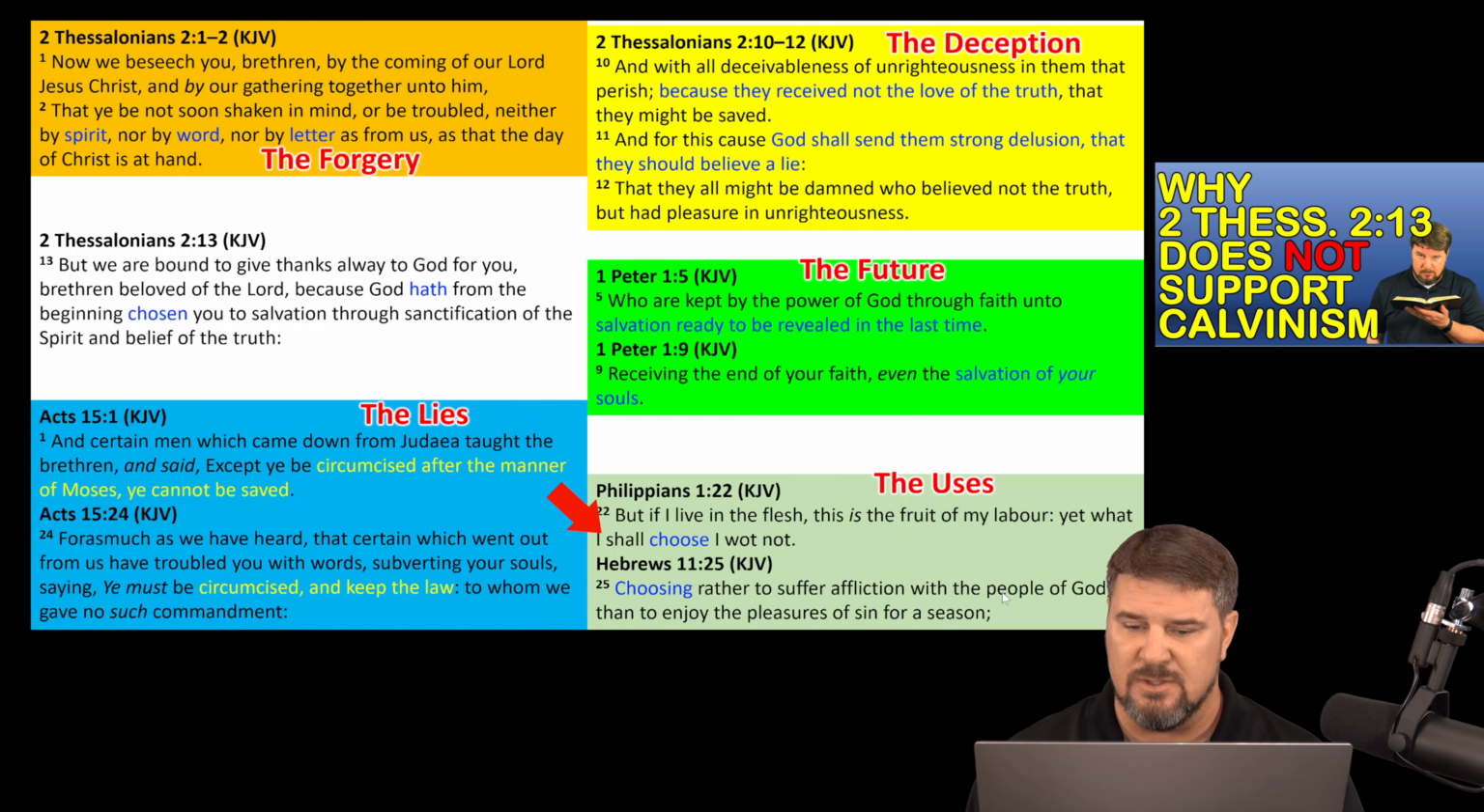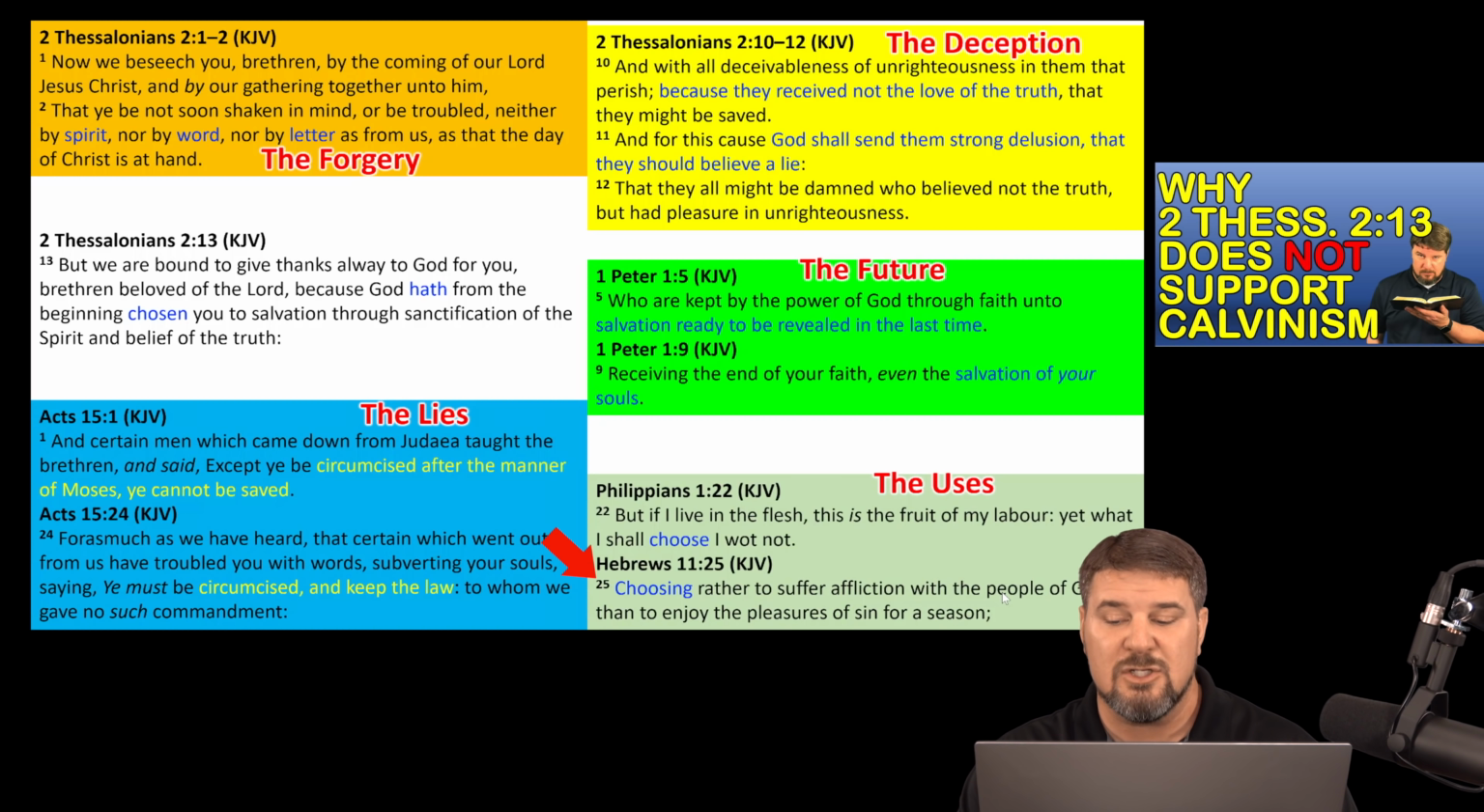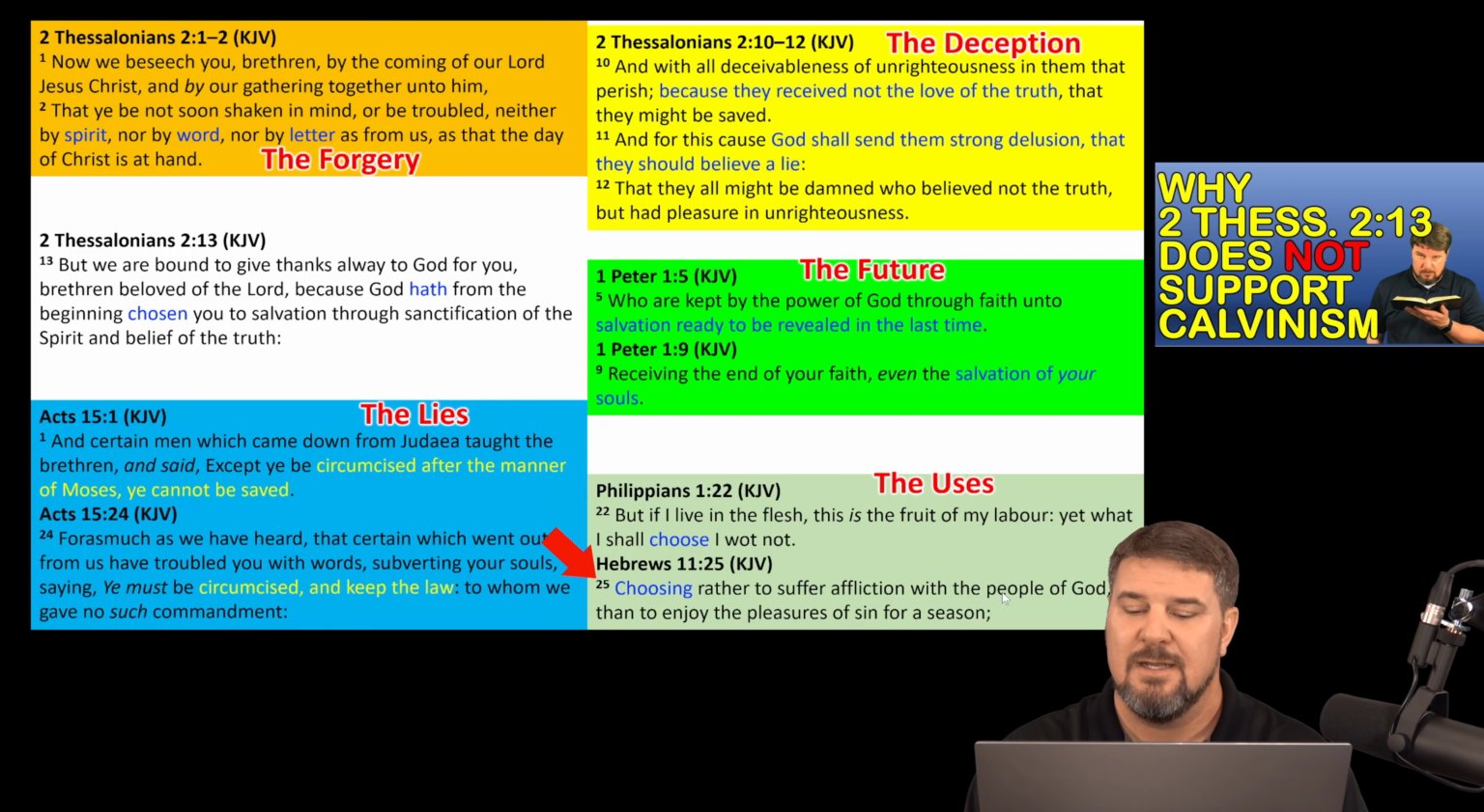Now the other uses for this word: Philippians 1:22, Paul says, yet what I shall choose, I wot not. He's clearly talking about something he wants to choose. God's not doing any choosing there, so that doesn't apply for or against Calvinism. Hebrews 11:25, talking about Moses choosing rather to suffer affliction with the people of God than to enjoy the pleasures of sin for a season. So Moses there is choosing a path to suffer affliction. That's not God choosing people for anything. So if this Greek word is used in a Calvinistic way, this would be the only occurrence of it. There would be no other example of it. 2 Thessalonians 2:13 would be the only thing you'd have to go off for the Greek word being used for this.